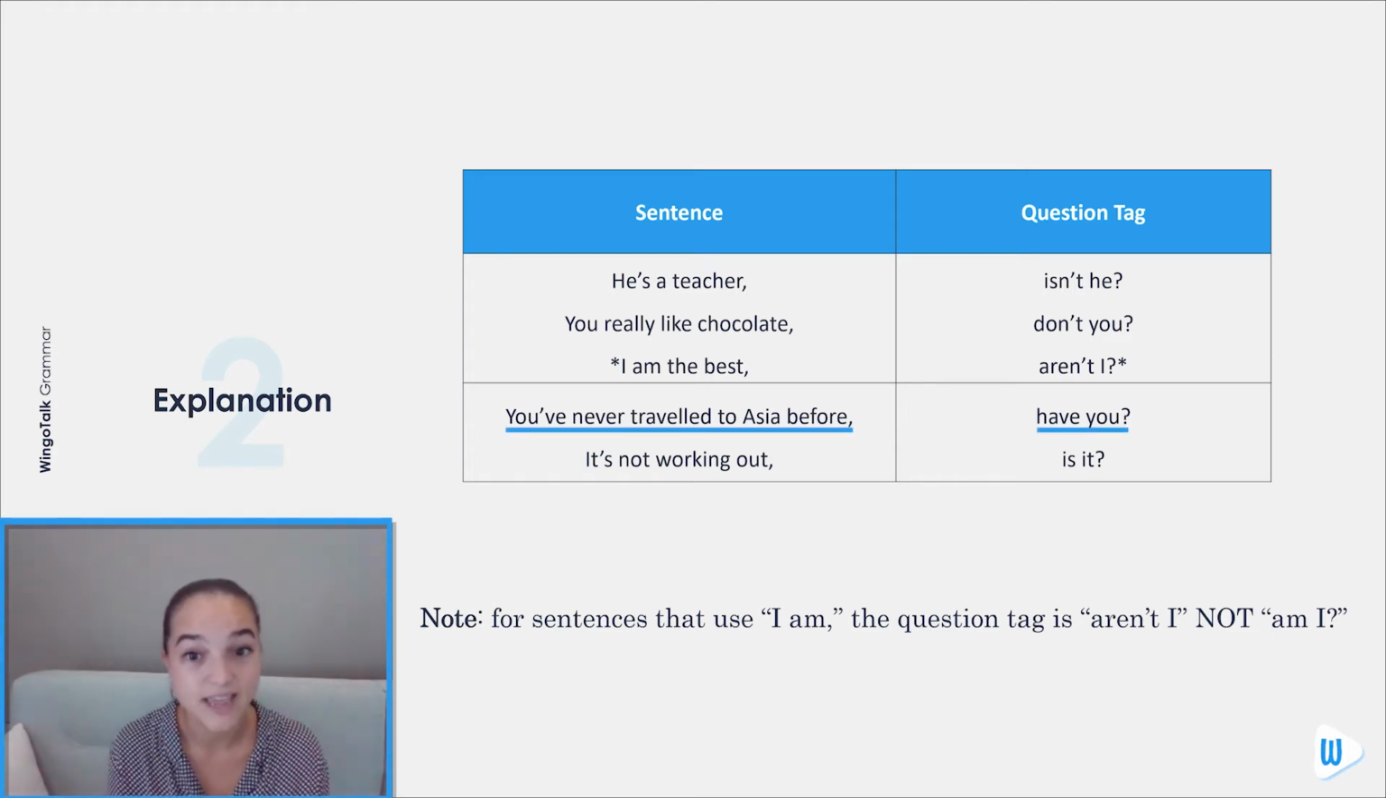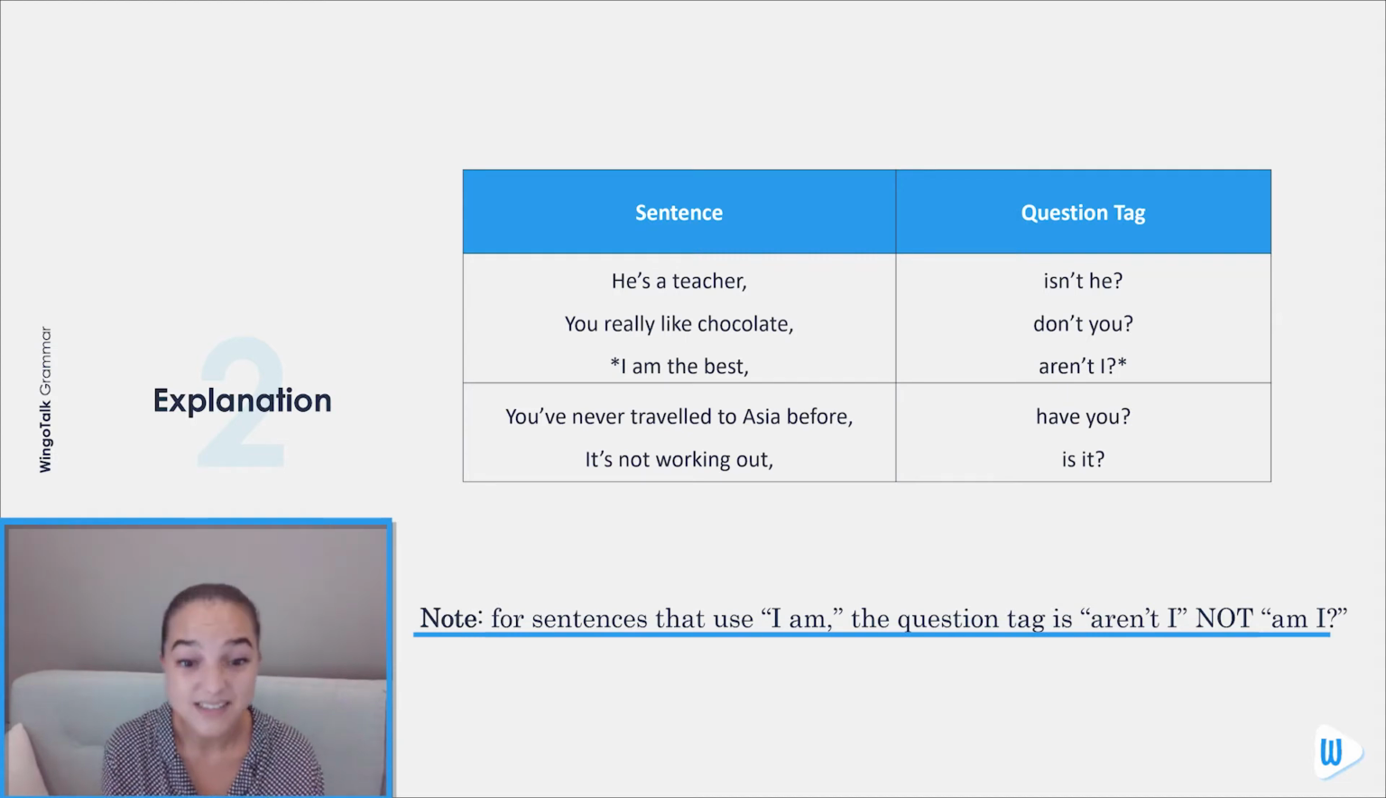You've never travelled to Asia before. A negative sentence is followed by a positive question tag. Have you? You've never travelled to Asia before, have you? It's not working out, is it? And note that for sentences that use I am, the question tag is aren't I, not am I.